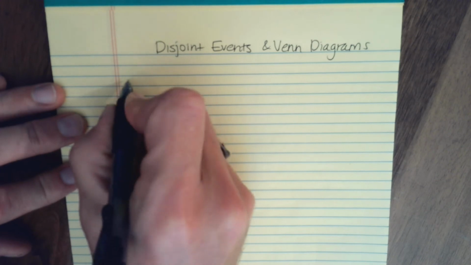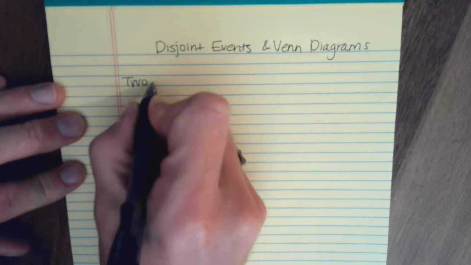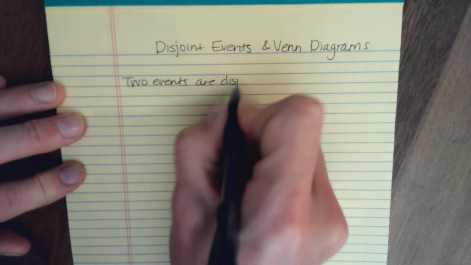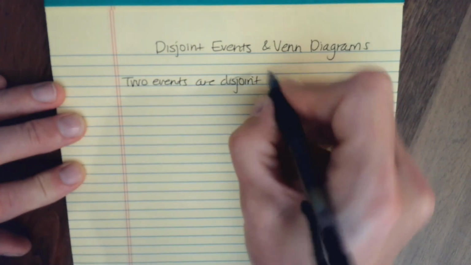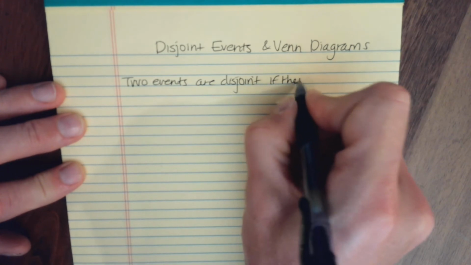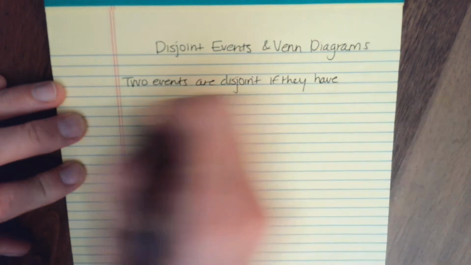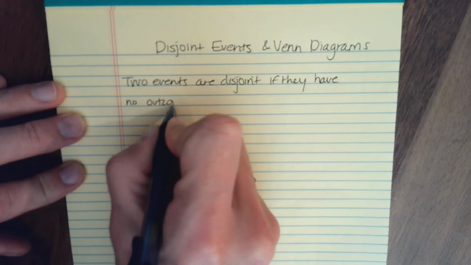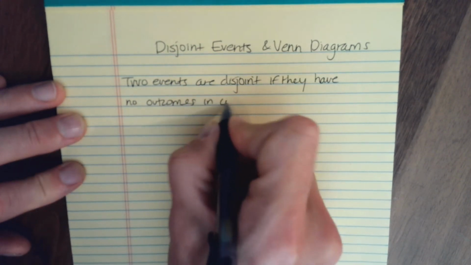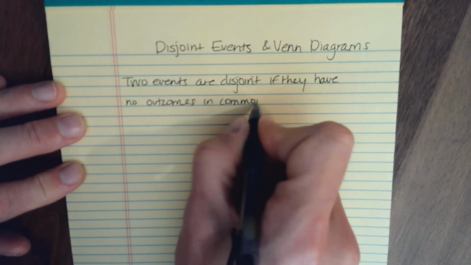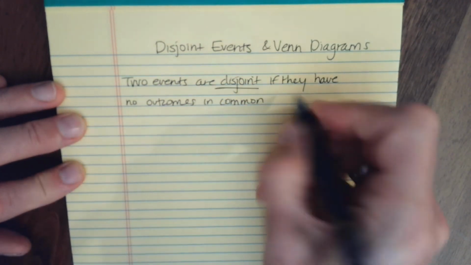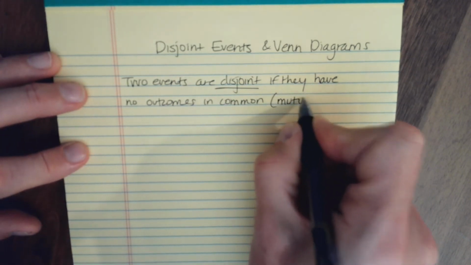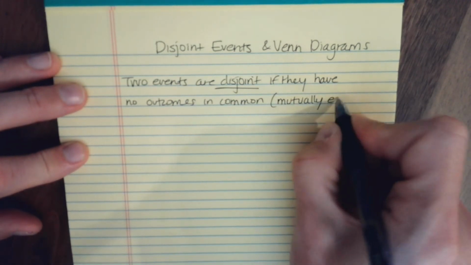Two events are disjoint if they have no outcomes in common. Sometimes this is termed mutually exclusive.